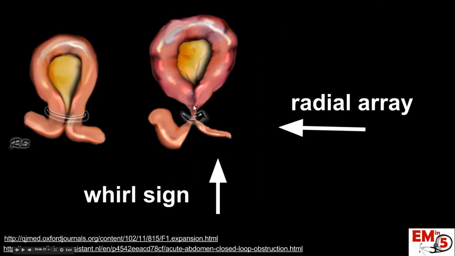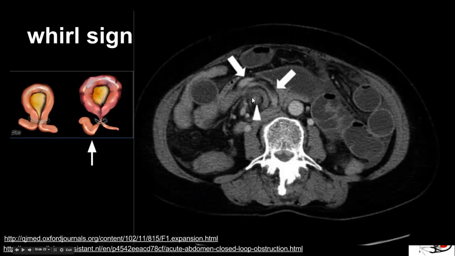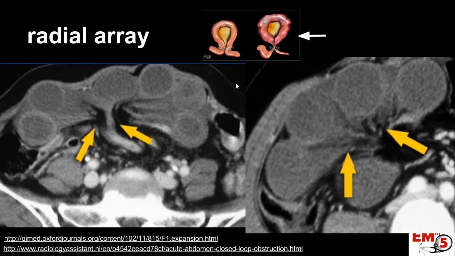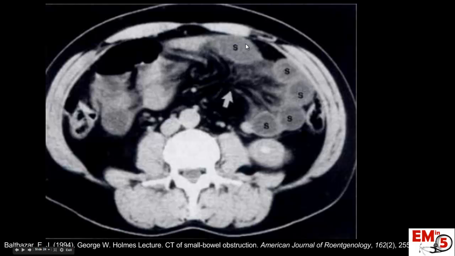We can also look for signs where it's actually twisting or herniating. This, again, depends on what direction you're looking at. So here, let's do a whirl sign. Here you're looking at it on the end, and you can see it's all twisted up here. That's the whirl sign. If you're looking at it from the side, that's going to be called the radial array. So here you can see the twisted point and all the bowels coming out from it. One more example of a radial array with some mesenteric congestion and bowel wall enhancement.